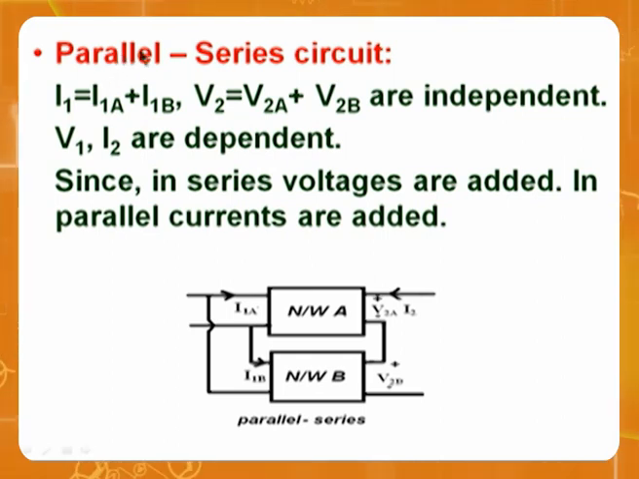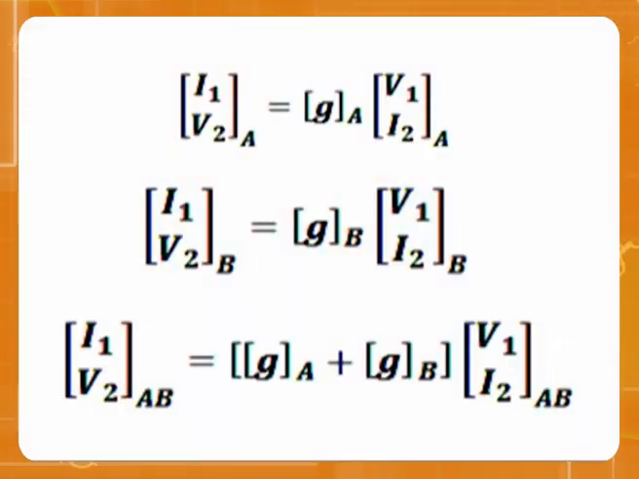Input is parallel. What is added? Current is added. Output is series. What is added? Voltage is added. Input means I1. I1 is added. V2 is added. I1 and V2 as dependent, which parameters is that? That is nothing but G parameters.